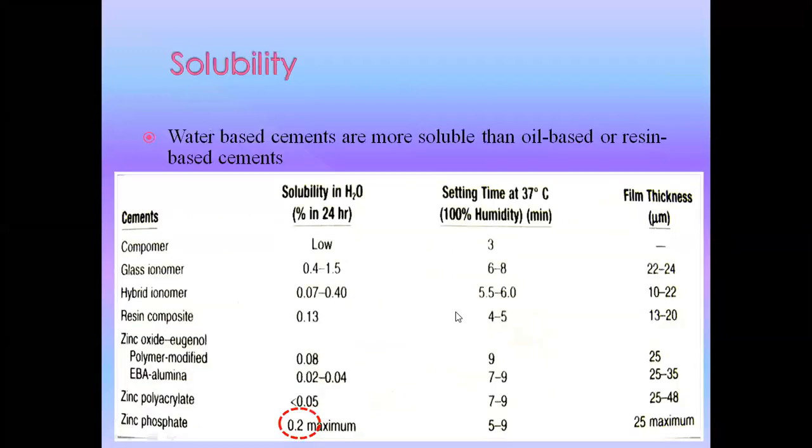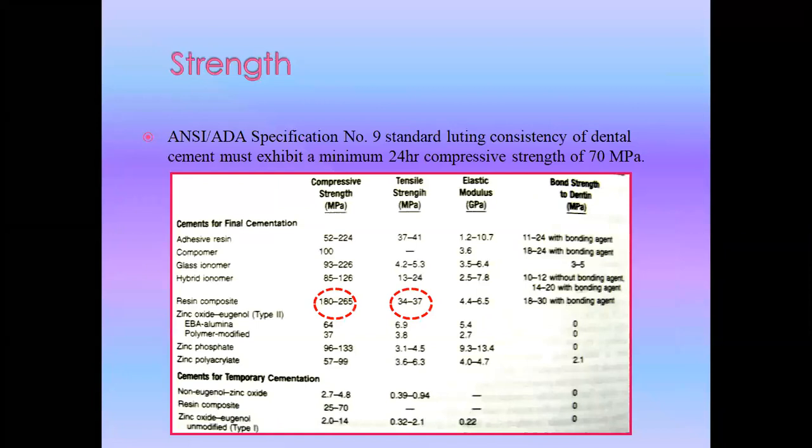Now again, we have discussed strength also. Resin cements have more strength, both compressive strength and tensile strength. They have both strengths high. So you have to remember this. If they are asking which is highest in compressive strength and tensile strength, then it is resin cements.